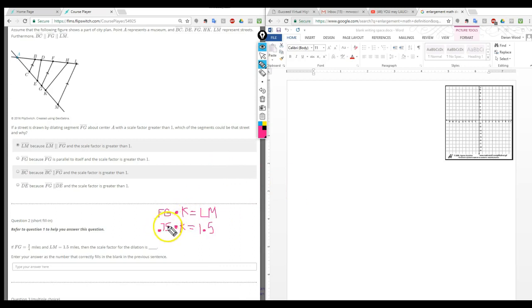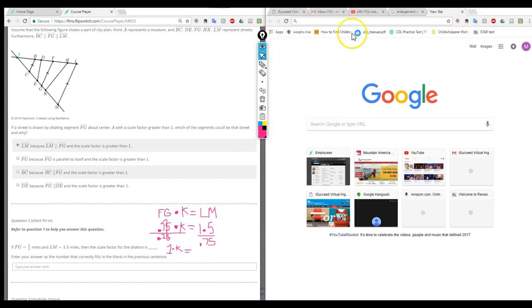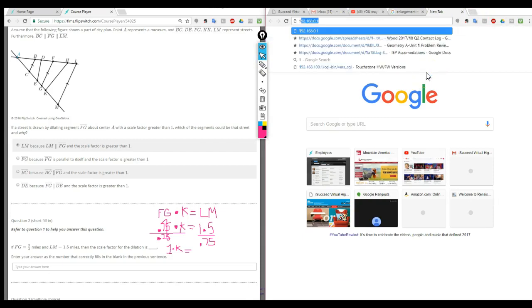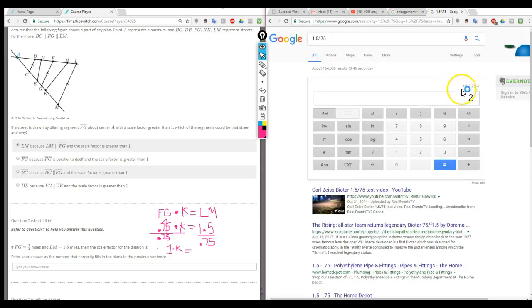So then, since 0.75 is multiplying our scale factor, we would divide by 0.75, which is our division property of equality. Divide by 0.75. And 0.75 divided by 0.75 is 1. So we now have 1 times K equals 1.5 divided by 0.75. I'm just going to type that as 1.5 divided by 0.75. That equals 2.